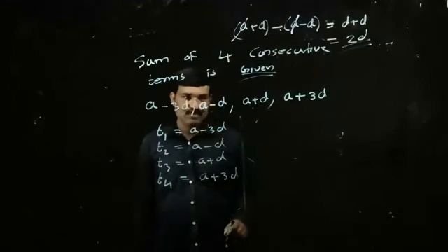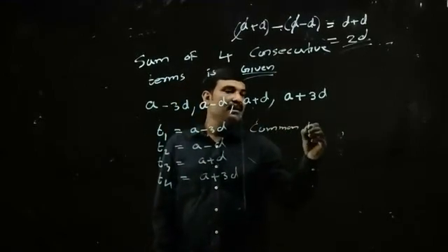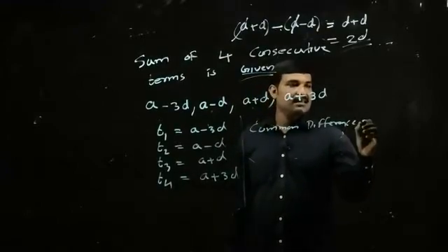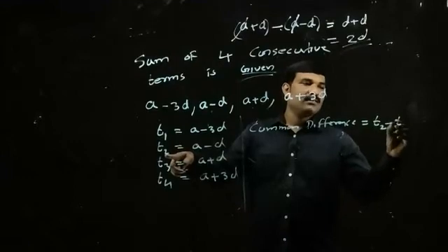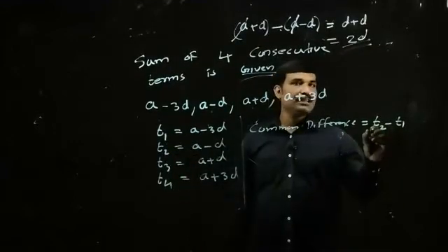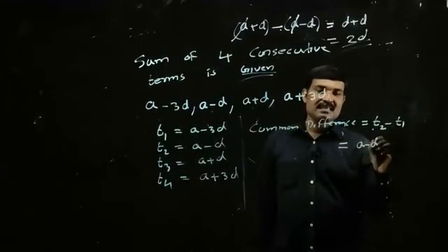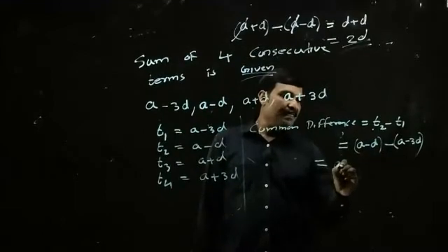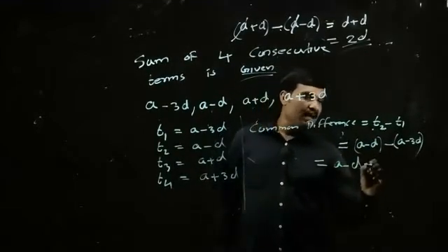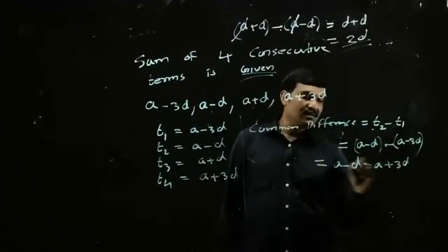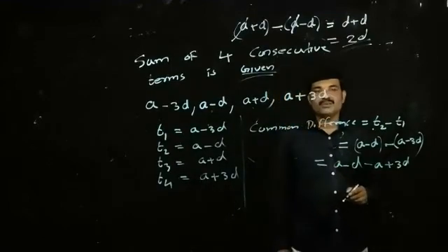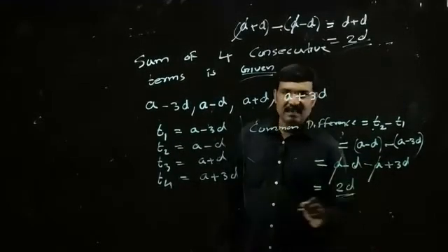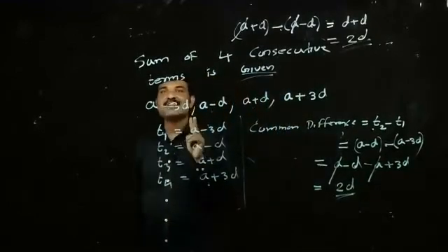In this problem, what is the common difference? We can find the common difference, right? The common difference is equal to the difference of two consecutive terms. I'm writing T2 minus T1, or T3 minus T2, or T4 minus T3. So T2 minus T1 is equal to A minus D minus (A minus 3D), right? So this will be A minus D, and minus A, minus of minus becomes plus 3D. A cancels with minus A, and minus D plus 3D is equal to 2D. So in this choice, our common difference becomes 2 times D.